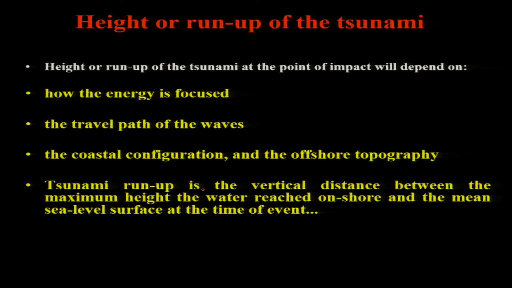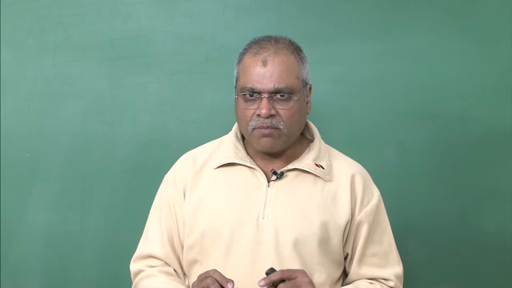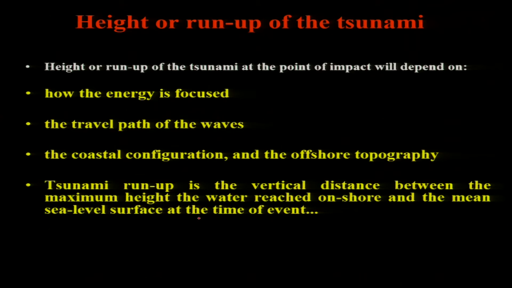Tsunami run up is the vertical distance between the maximum height of the water reached onshore and the mean sea level surface at the time of the event. So, you are taking the difference between these two: the sea level during the event, and how far the water reached. That level difference you will take. Let us see in another slide how we have taken this into consideration.